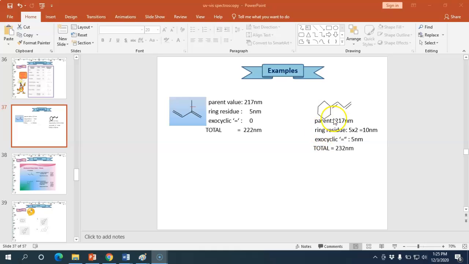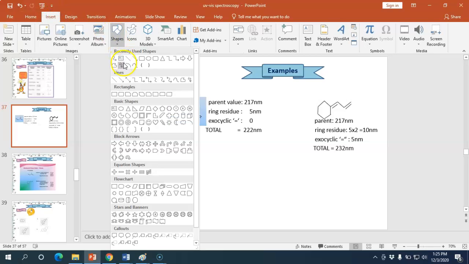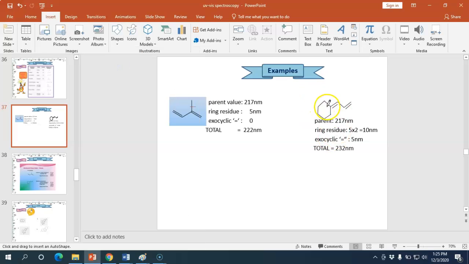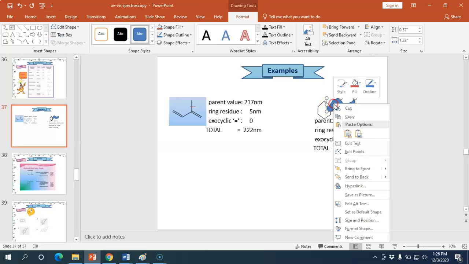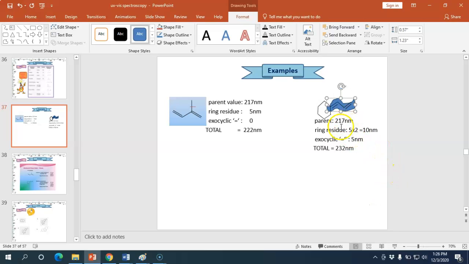Now we look at the second example here. First, let us determine the parent value. So there is no double bond or diene inside this aromatic ring. So first thing first, you need to draw the loop. Draw the loop first. The loop must contain diene. Okay, wherever it is, must contain the diene. Alright, so this one is parent value, which is 217.